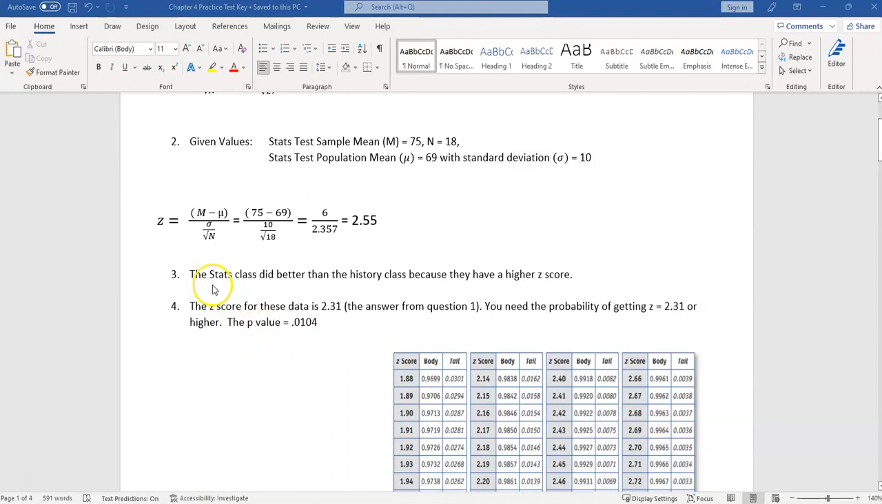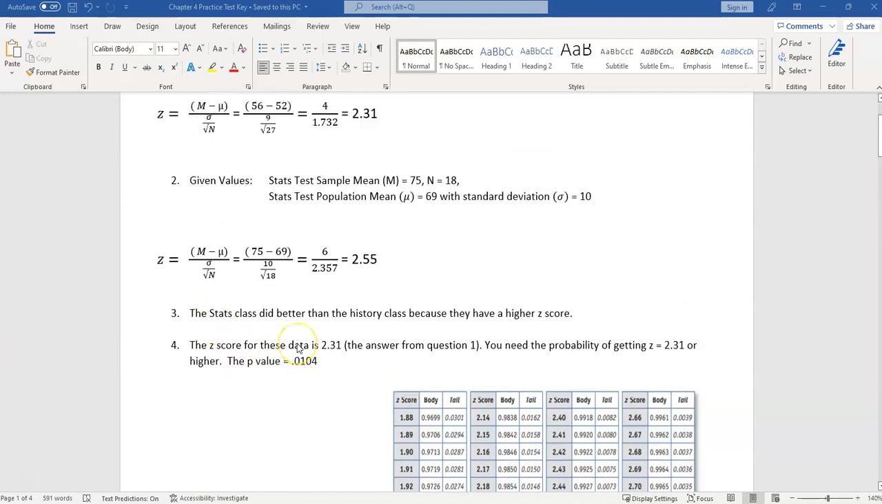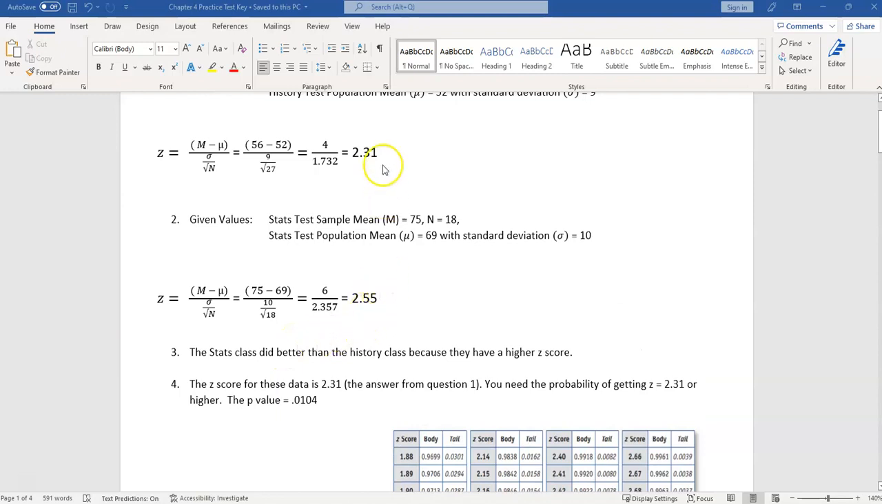Then for question 3, it's asking you which group did better. And of course, what you're doing here is just comparing the two z-scores. The stats group did better because their z-score is bigger than the z-score for the history group. Both z-scores are pretty impressive, by the way. If you're more than 2 standard deviations above the mean, you're rocking it.